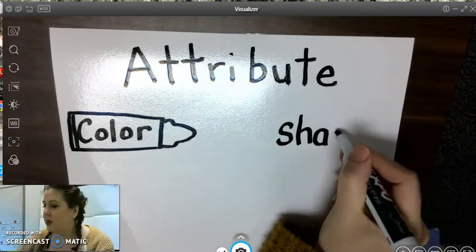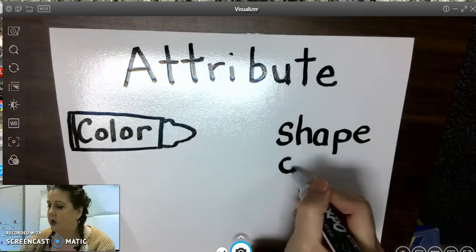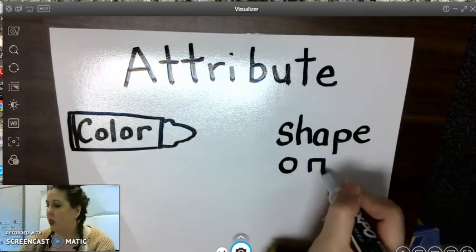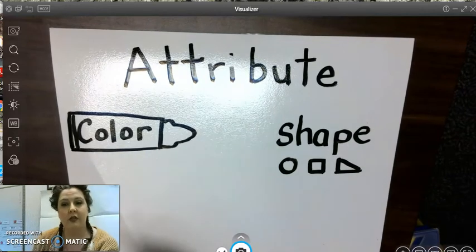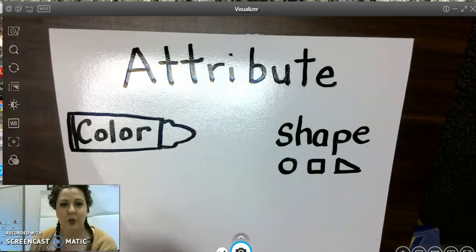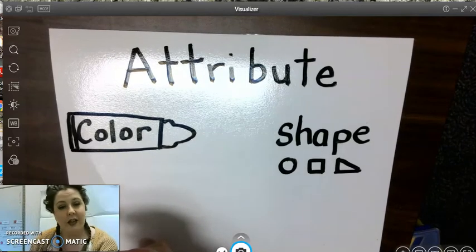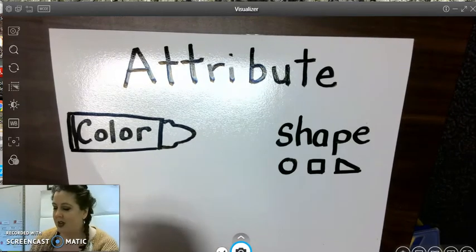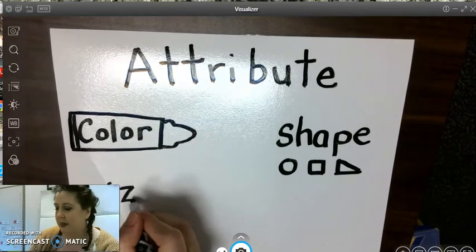Okay, another attribute we have looked at is shape. When we think about shape, we think about, is it a shape we know? Is it a circle or a square, maybe a triangle, or is it some other shape that we wouldn't have a word to describe yet? So we think about color sometimes as an attribute, we think about shape as an attribute, and then finally, a third attribute we've discussed is size.